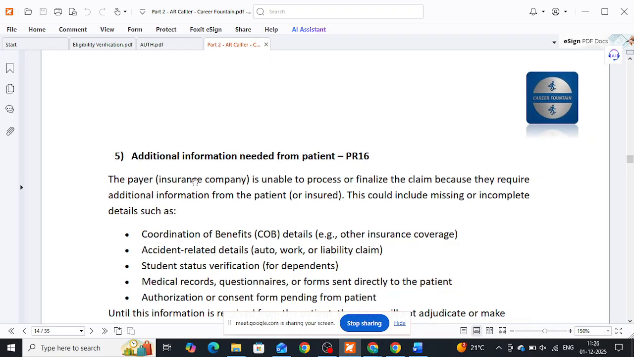But additional information means at this point we don't know what additional information they want. On the EOB, if the denial code is PR16, that means they want it from the patient. If it is CO16, that means they want it from the provider. Okay, simple. In both cases, if clear information is not available on the EOB, then we have to make a call. We have to ask them what exact information they are looking for, and from whom, and accordingly we can take action. If they want it from the provider and we have that information, then we can send it through fax. We can ask them whether they are accepting through fax or not, and then we can send it that time itself.